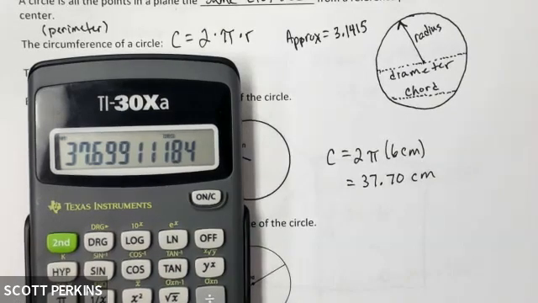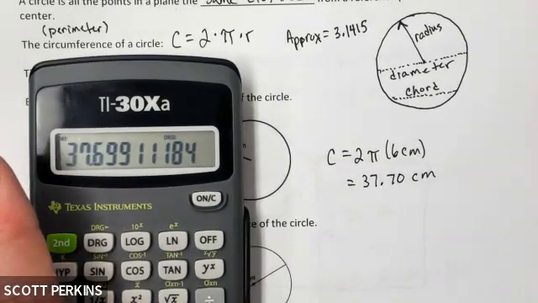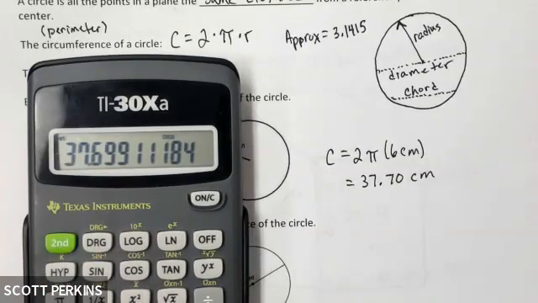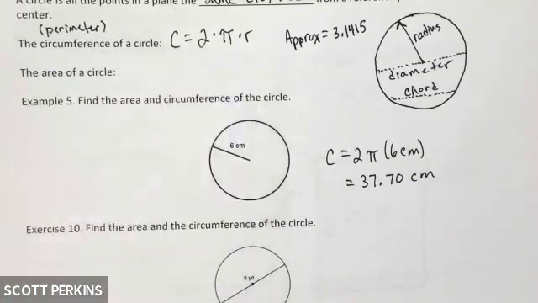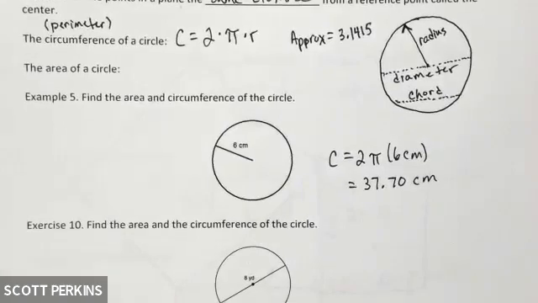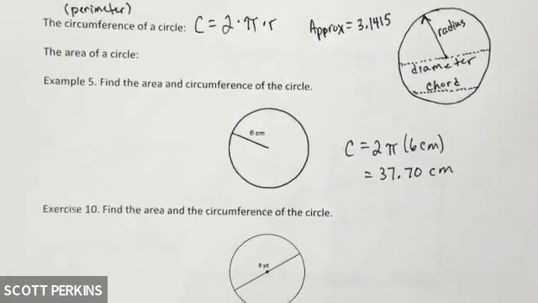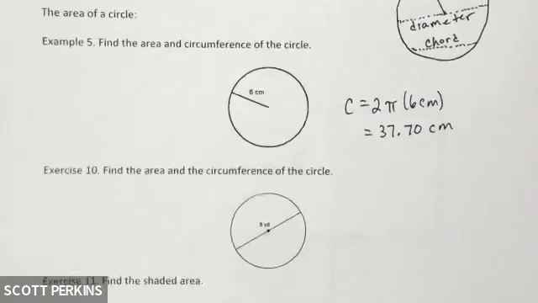So I would like you to do the same thing on the next problem down. I'd like you to find the circumference, rounded to the hundredth place. And again, if you have a pi key on your calculator, use it. If not, use 3.1415. Our answers might be a touch different, but should be close.